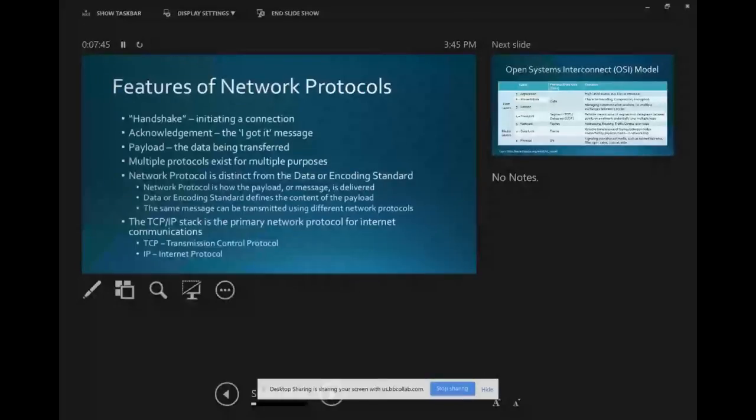The most common protocol, which you all are using, whether you know it or not, is the TCP/IP stack. TCP is the Transmission Control Protocol. IP is called the Internet Protocol. As the name suggests, that's essentially anything you do when you're doing web browsing or email. It's all using TCP as an underlying protocol.